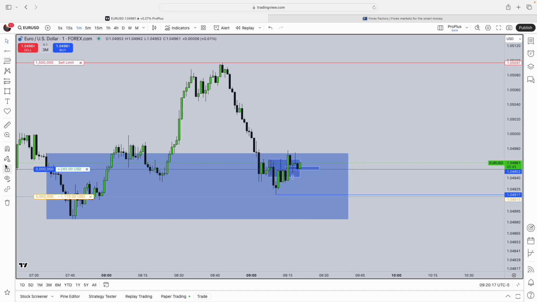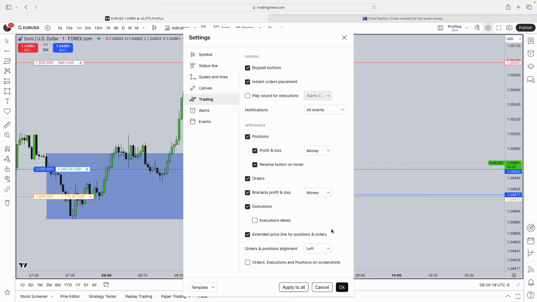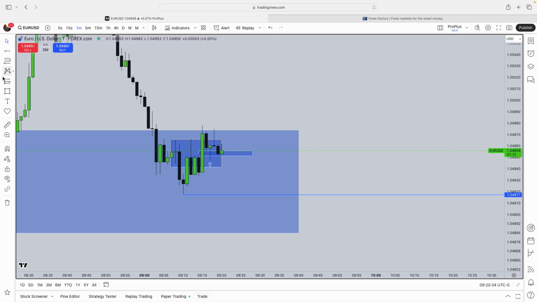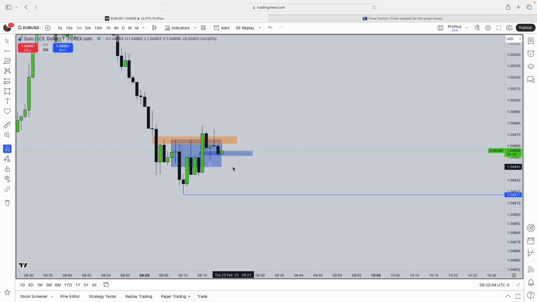So now, let me just remove these here. There we go. Alright, I'll keep the executions on. What I want to be seeing now is this CB here. I want to see that act as an inversion fair value gap. Okay, let me just remove everything. In the next couple of minutes, I want to see this perform nicely.